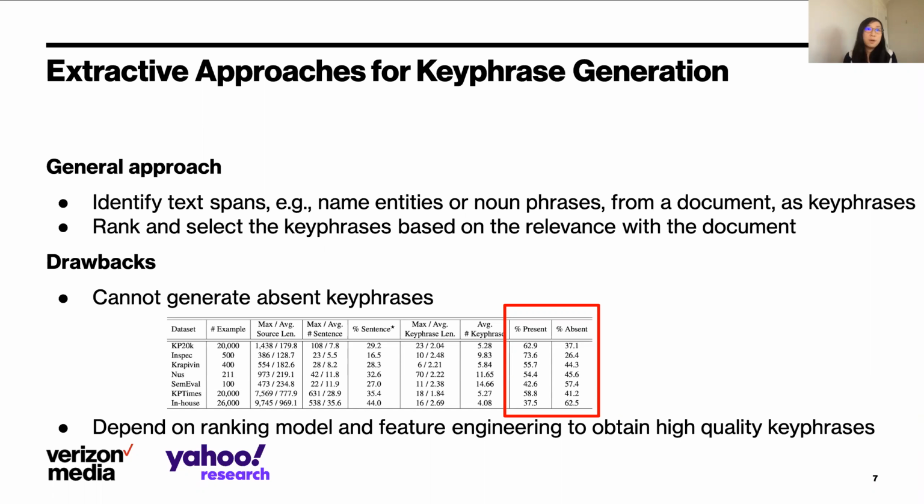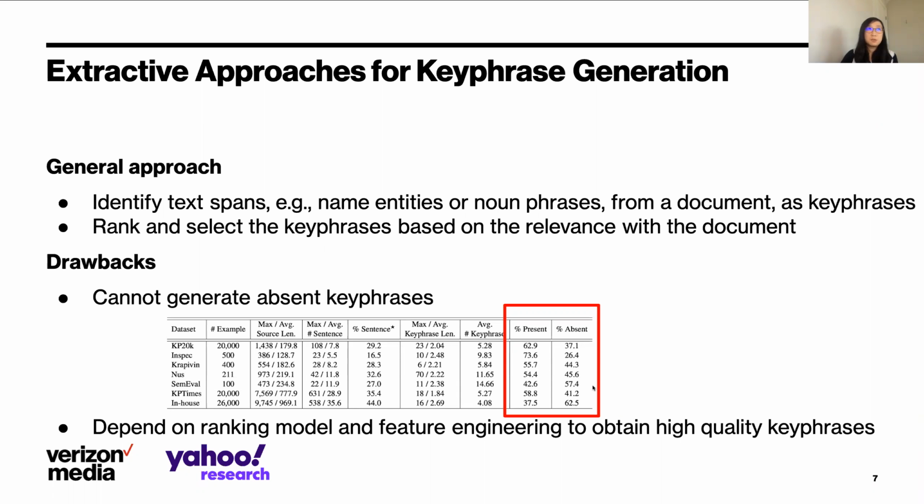So if we look at this table that shows a number of benchmark data sets across the scientific domain or the web domain, we can see here, for all of them, there's a large percentage of key phrase that actually doesn't appear in the document. So it varies from 26% for scientific domain to up to 62% for a web domain. So that means if we ignore this absent key phrase, we may not have a comprehensive set of keywords that can describe the page content.